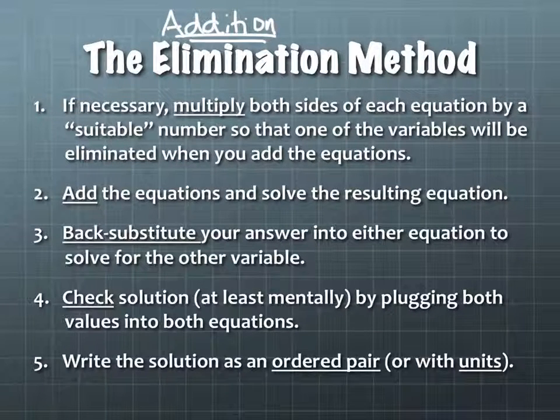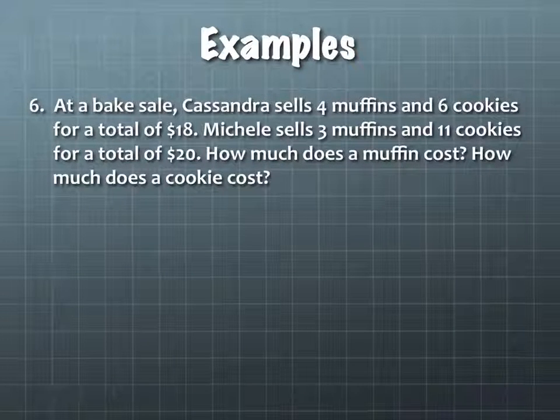Okay, and again, I would like to do a problem with you that requires us to find our equations. So it doesn't start at the beginning of the steps. We actually have to create the equations first. And our example is about Cassandra. At a bake sale, Cassandra sells 4 muffins and 6 cookies for a total of $18. Michelle sells 3 muffins, 11 cookies for a total of $20. How much does a muffin cost? How much does a cookie cost?